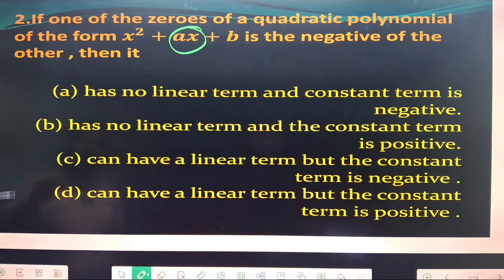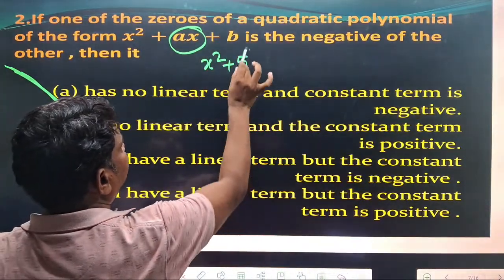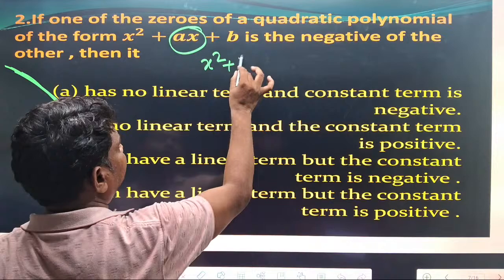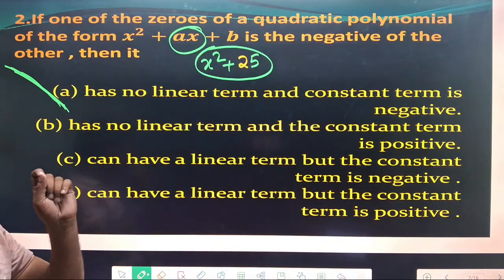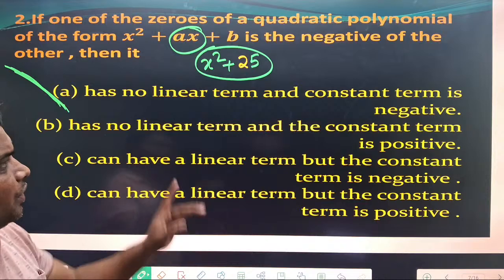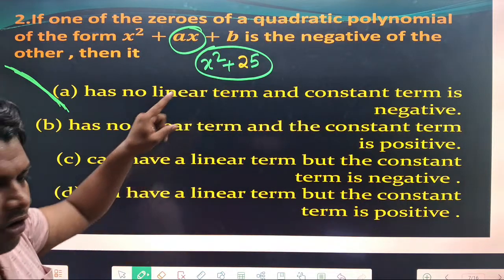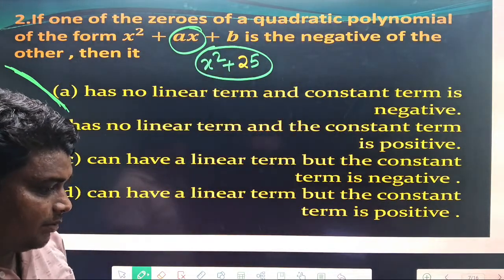Always the constant term is negative. If the constant term is positive, for example x square plus 25, then you can't factorize it, and the value of x is always an imaginary value.